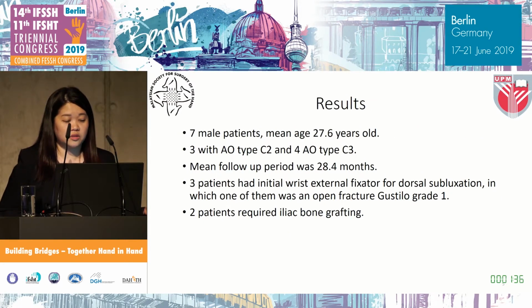We have 7 patients, all male, mean age 27 years old, 3 with type C2, 4 with type C3. Mean follow-up period was 28 months. 3 patients had initially wrist external fixation for dorsal subluxation, and 1 of them had an open fracture grade 1. 2 patients required iliac bone grafting.